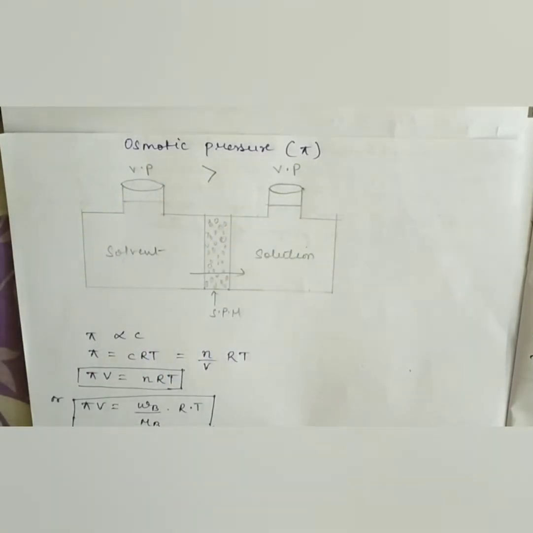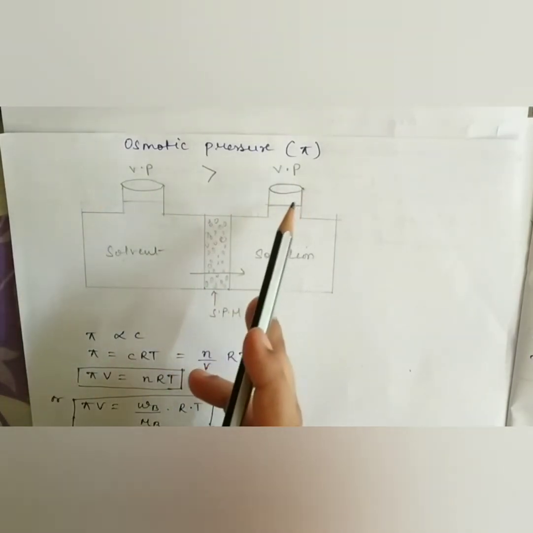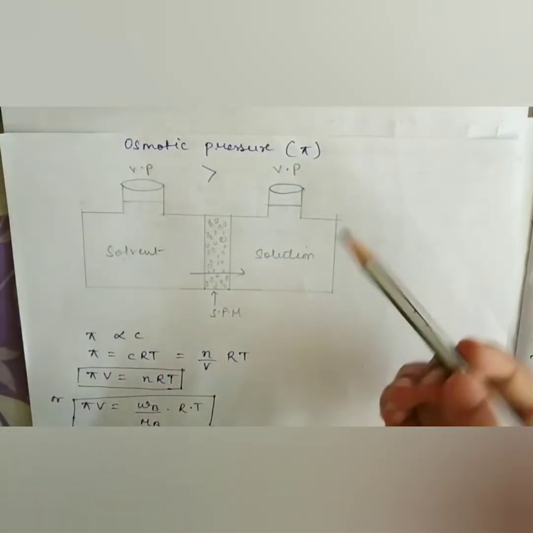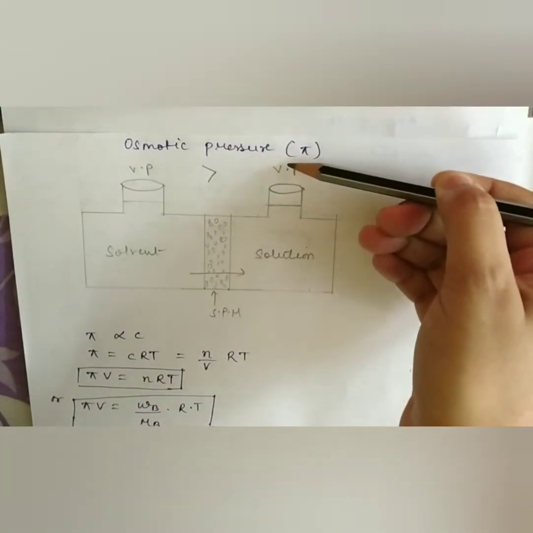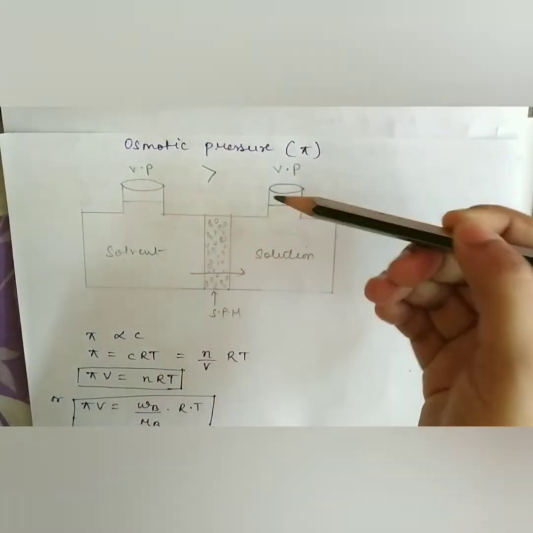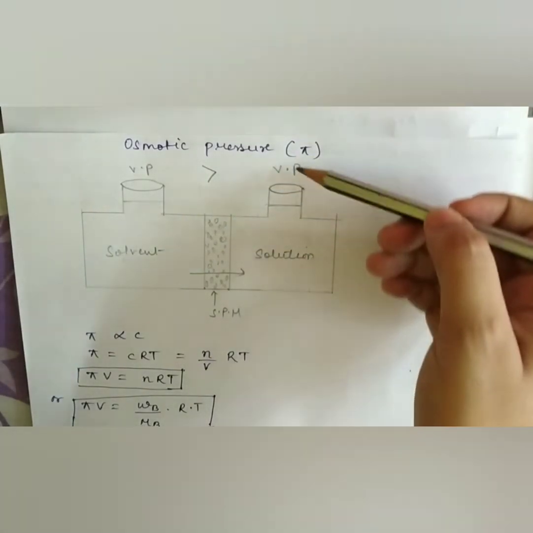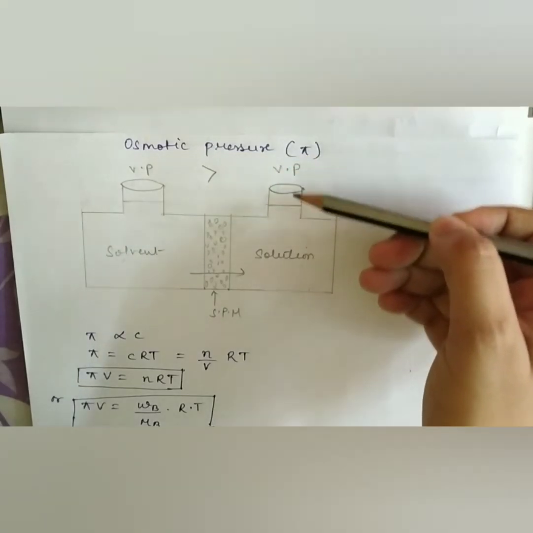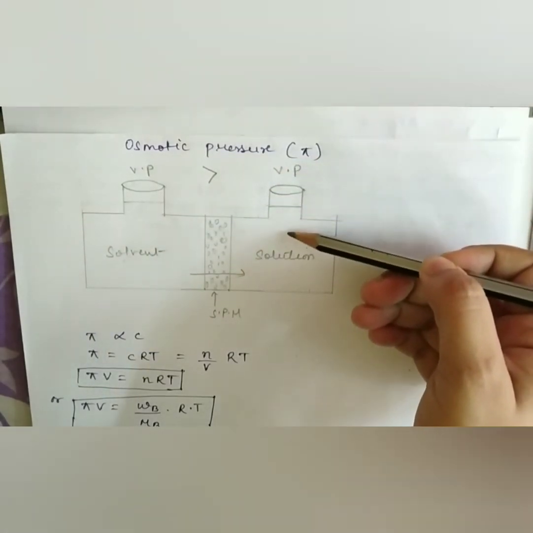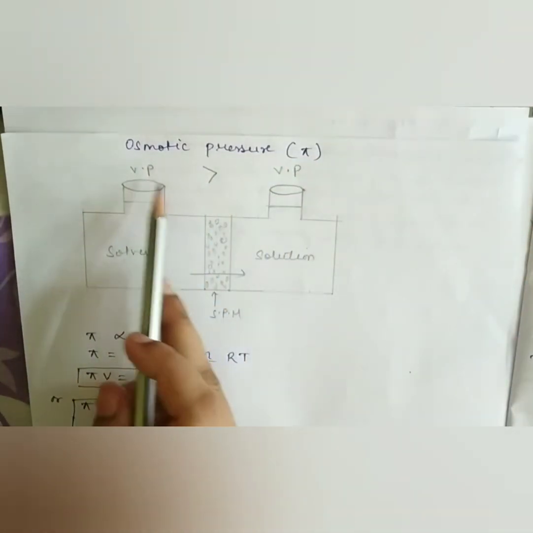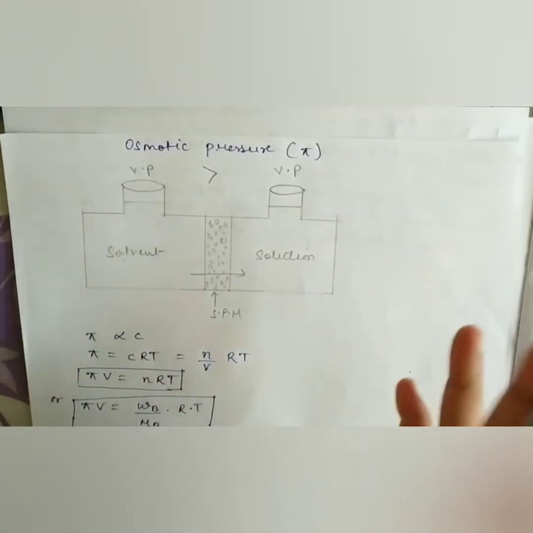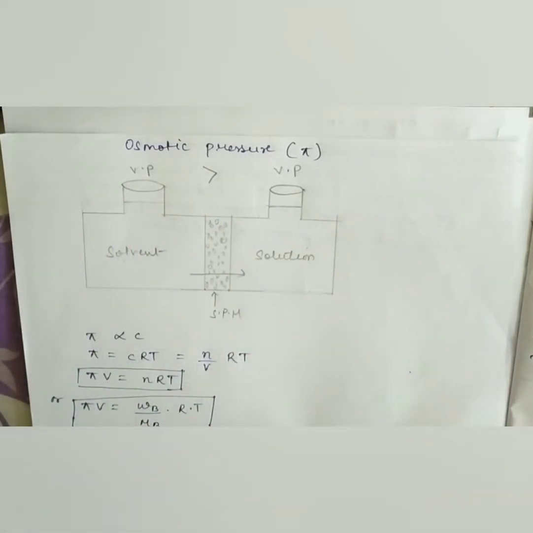So this difference in vapor pressure being the driving force, if we somehow increase the pressure on the solution side externally by compressing it, and make it equal to the vapor pressure on the solvent side, then we can say that the osmosis will stop. Why? Because the driving force of osmosis is this pressure difference. If this pressure difference is not there, then osmosis will not take place.